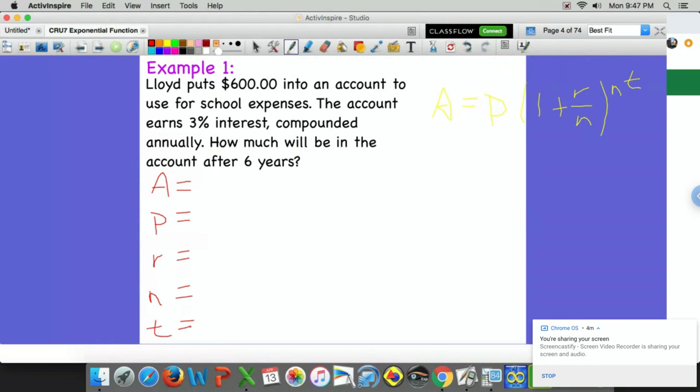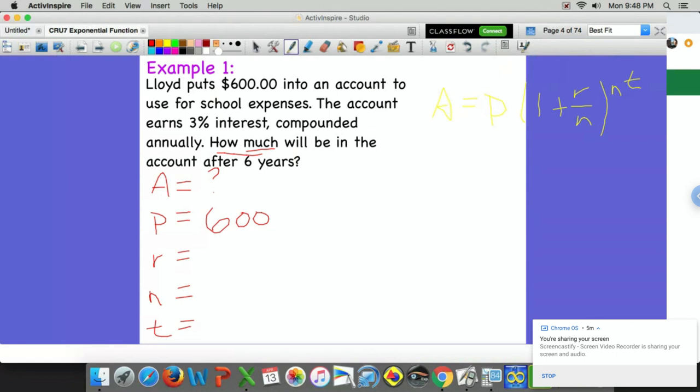So A equals. Remember, A is the total amount. If you read through this problem, it asks how much will be in the account after 6 years. Well, how much is represented by money, so it's asking for the total amount of money. So do we know what A is? We do not. That's actually what we're looking for. So I'm going to put a question mark. Then we have P, and P is our principal. If Lloyd puts $600 into an account, that is his initial investment or his principal. So P is going to be represented by 600.